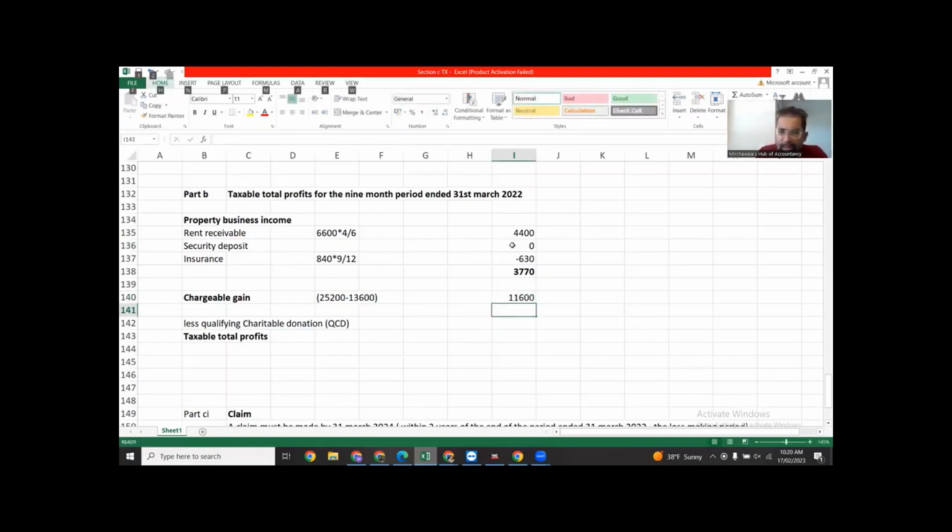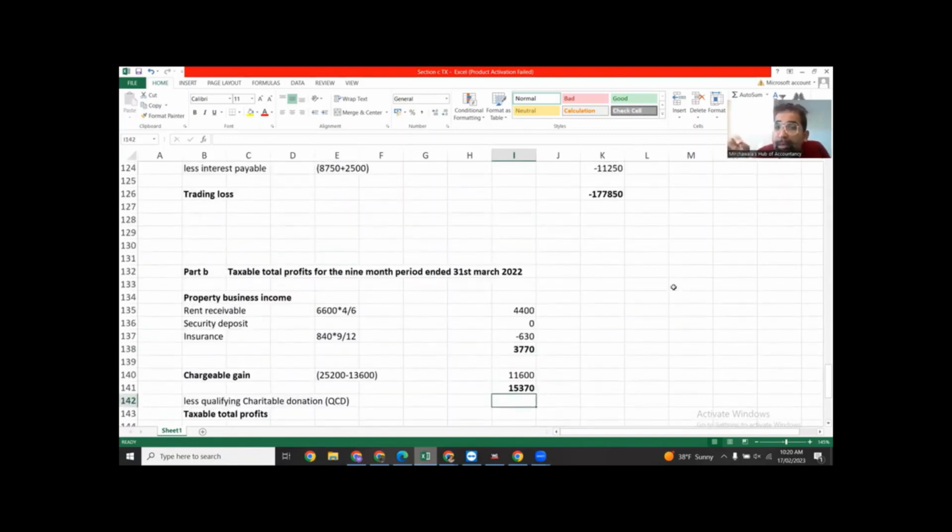Now, can anybody tell me total profits? Can we calculate total profits? This is property income. This is gains. This 15,370 is your total profit. Now wait. We are in companies. In the next requirement, we have to make the pro forma. In the pro forma of companies, there is trading profit, property income, gains, and interest income. Remember these 4 things. Wait, in trading income, we have a negative number. See the screen.